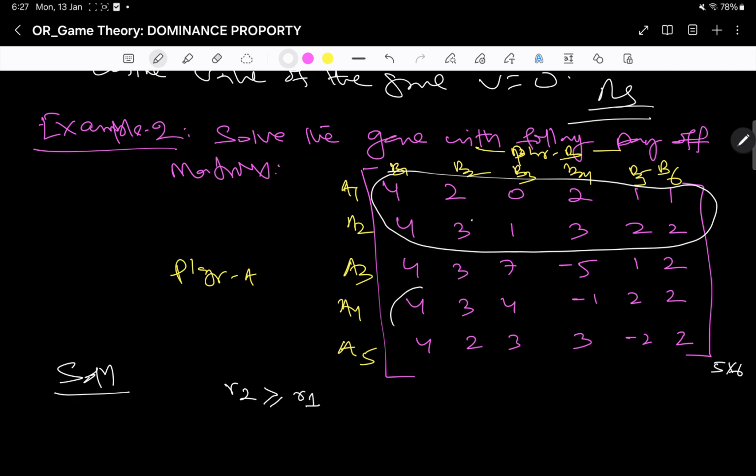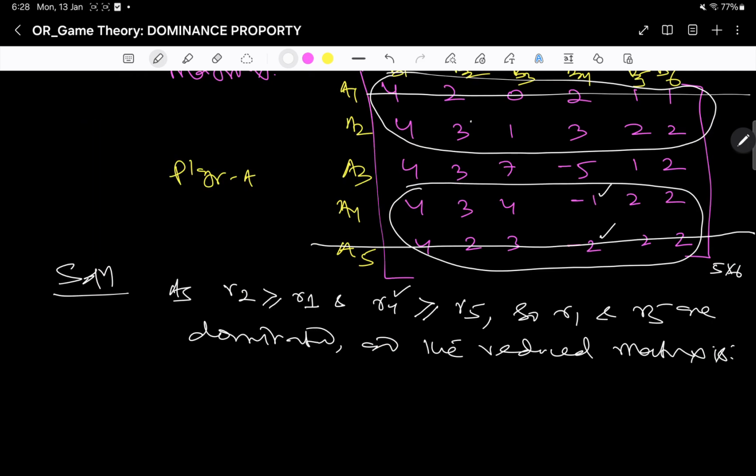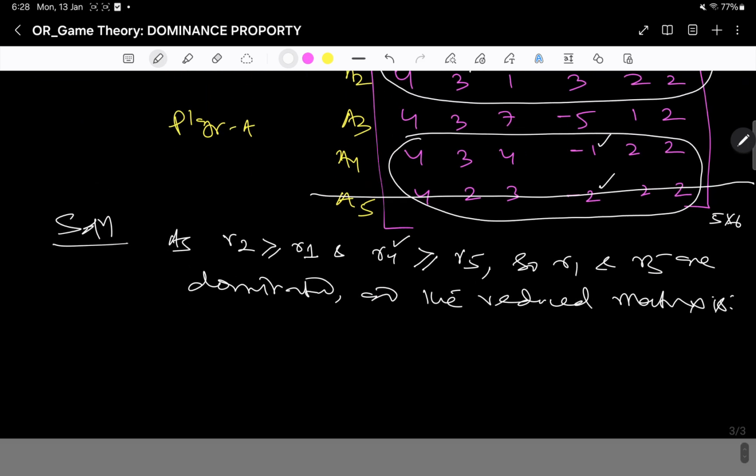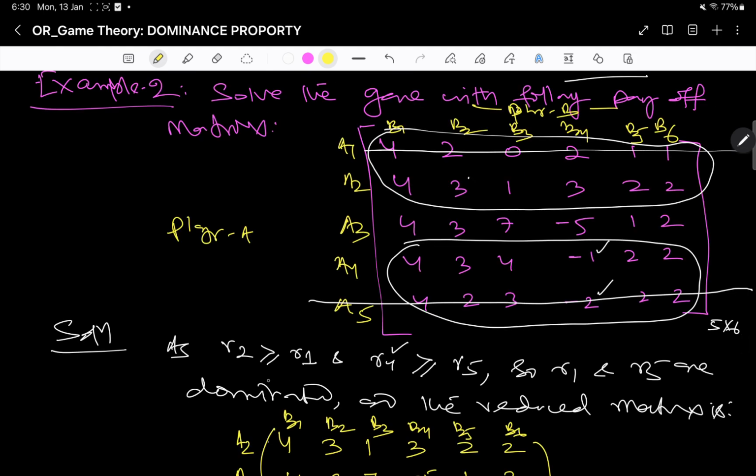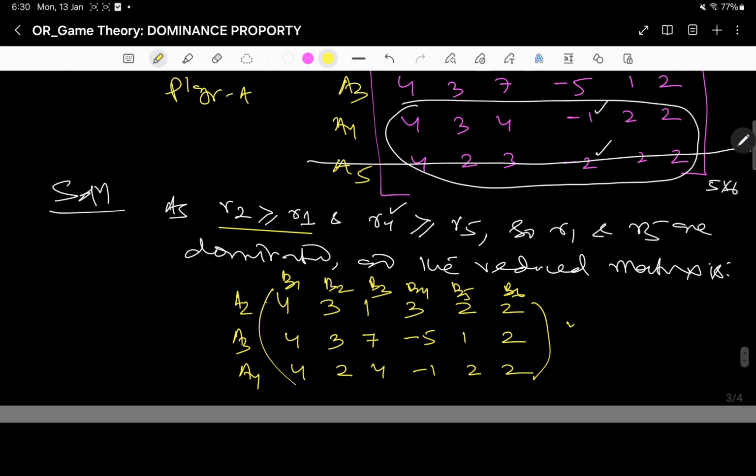And if you compare row 4 and row 5 at the same time, right, row 4 and row 5, so I am repeating again. So your R2 is superior to R1, right? So R1 is dominated, R4 is superior to R5, so R5 is dominated. So removing row 1 and row 5, we have this reduced matrix.